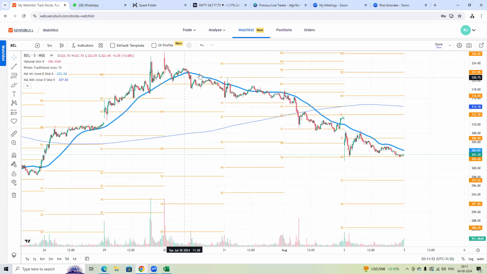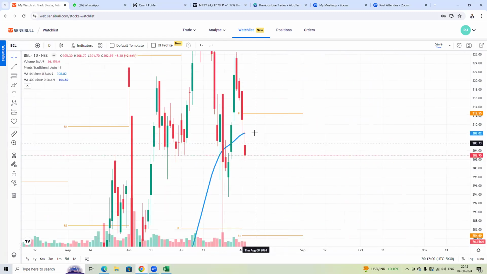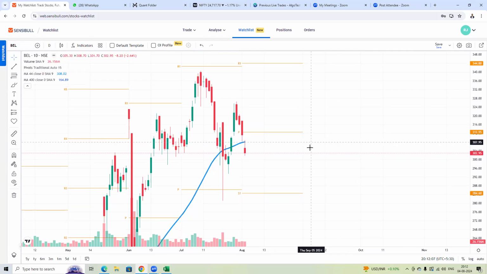So if I am holding BEL or any other stock, I would be exiting here, on the 1 day chart. As soon as it comes below the 44 days moving average, irrespective of whether it went up to 340 and I'm exiting at 300, 40 rupees down, I'll just exit it because it has already broken the pivot.